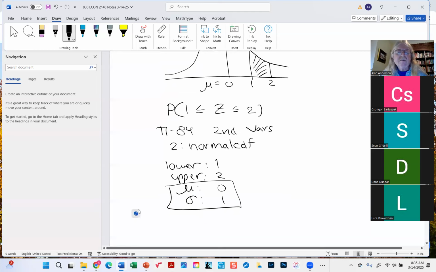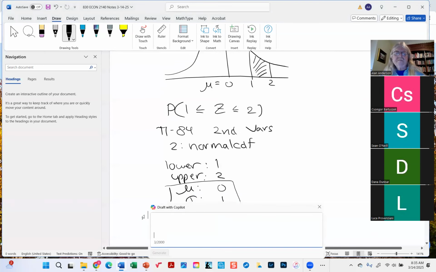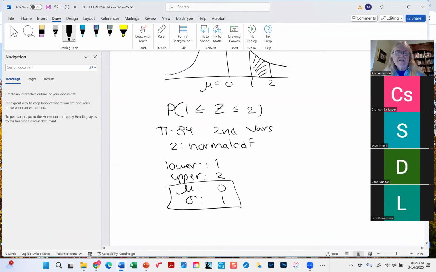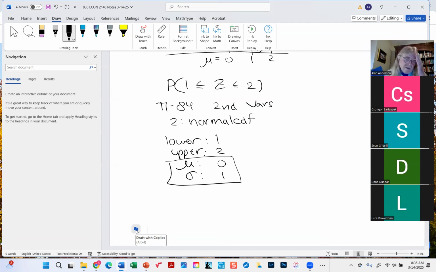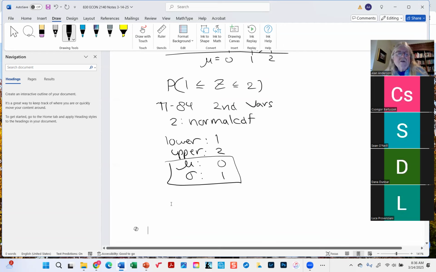So if you pop those into your calculator, oh no, what happened there? This is something new that they just started at Microsoft. I think this little symbol means I'm Copilot and I want to help you here. And I don't want it to help me here, so I'm going to try to ignore it.